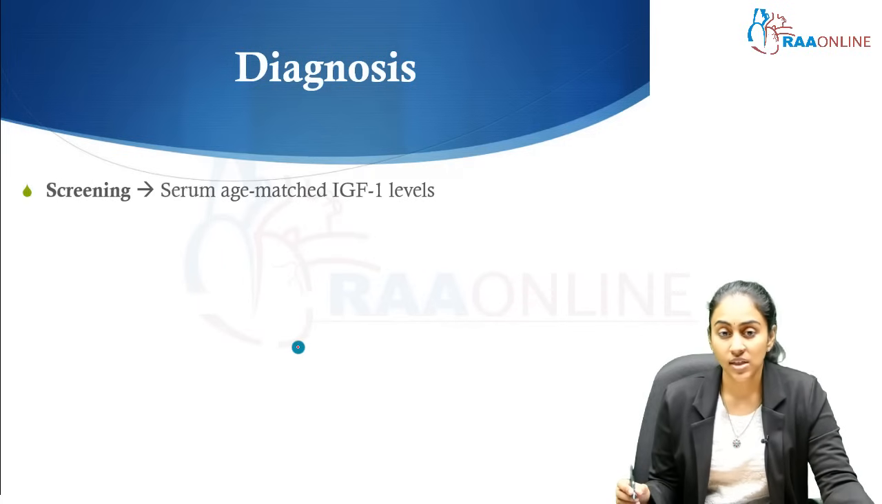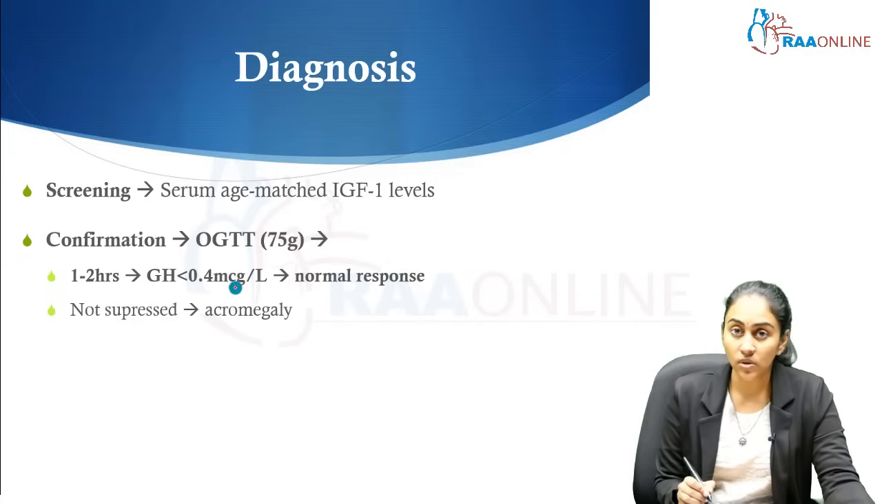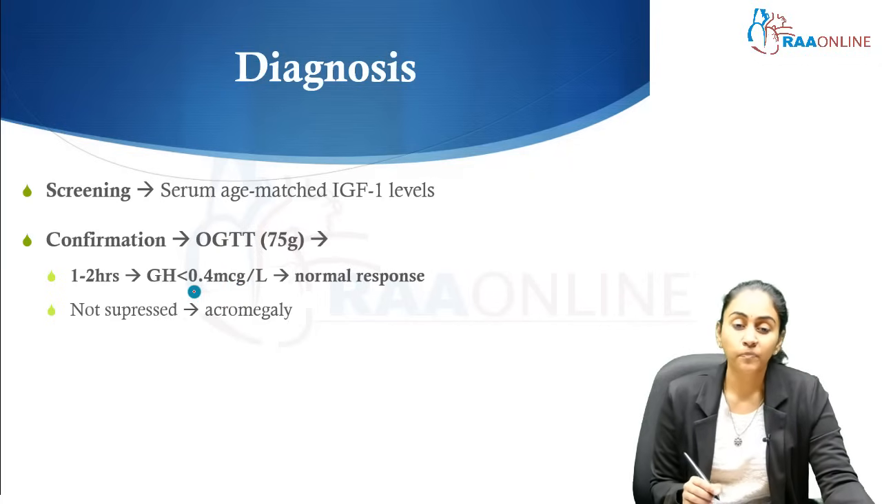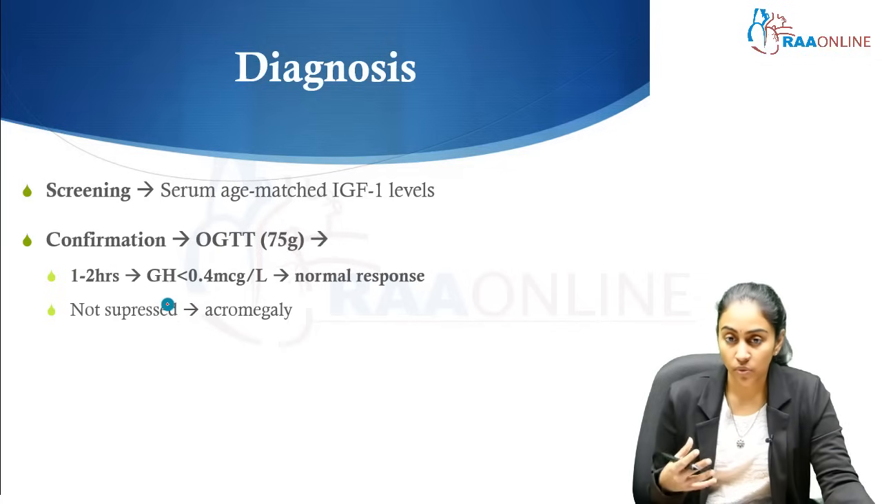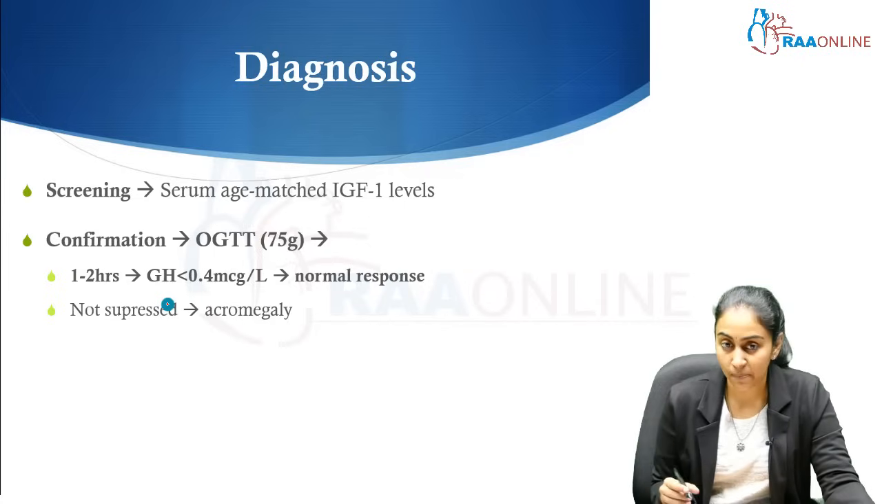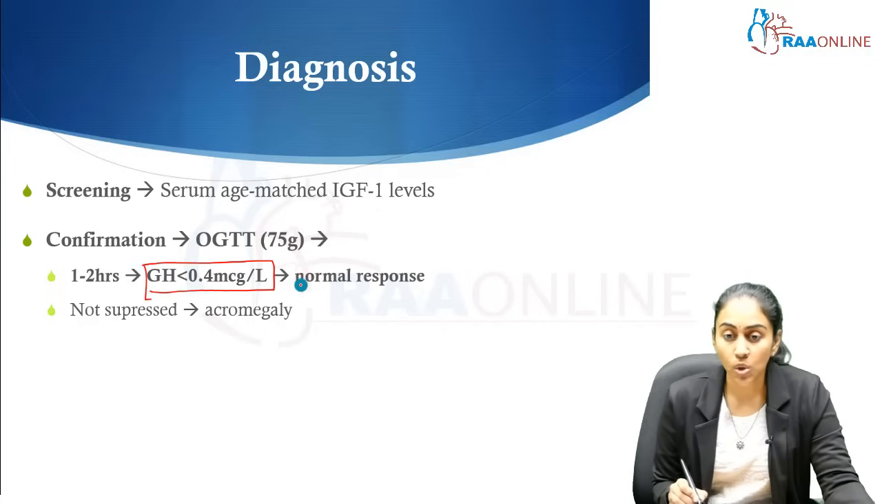Screening is with serum IGF-1 levels, and if it is high, you will confirm it with an oral glucose tolerance test. Now, this is a suppression test. So, as I told you earlier, all these hormone excesses will have to be confirmed by a suppression test. So, you do an oral glucose tolerance test, and in 1 to 2 hours, you check a growth hormone. The growth hormone level should be suppressed. It should be less than 0.4 microgram per liter. That is the normal response.